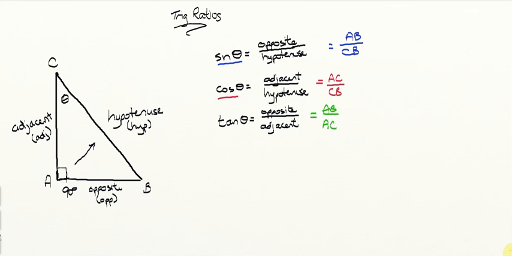Sometimes it is difficult to remember these rules, so there is a mnemonic. It is SOH CAH TOA. S means sine, O is opposite, H is hypotenuse. CAH: C is cosine, A is adjacent, over H for hypotenuse. And TOA: T, tan, is opposite, which is O, over adjacent. And that will help you remember the sine, cosine, and tangent rules.